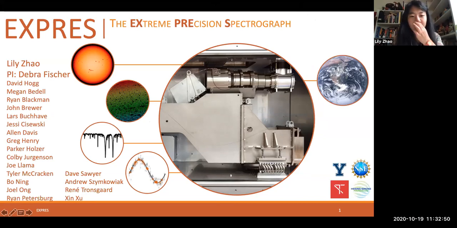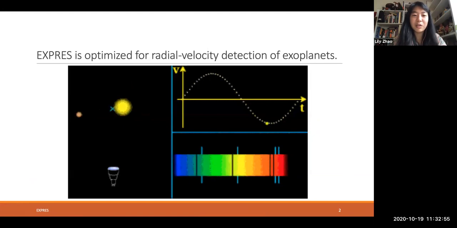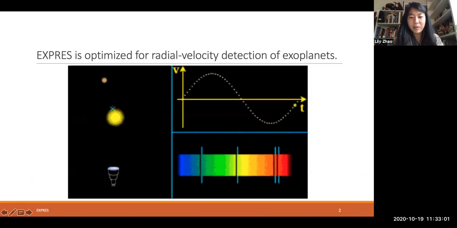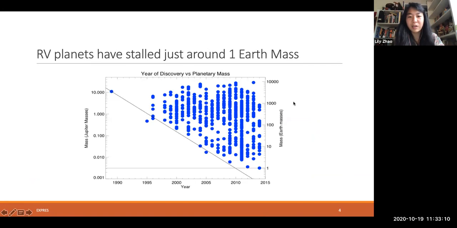So as a quick review, radial velocity is the technique where you find planets by measuring the movement of a host star around the common center of mass between the host star and the planet itself. And we can see that because the starlight from the host star will be Doppler shifted, and we can measure that Doppler shift and use it to find planets.